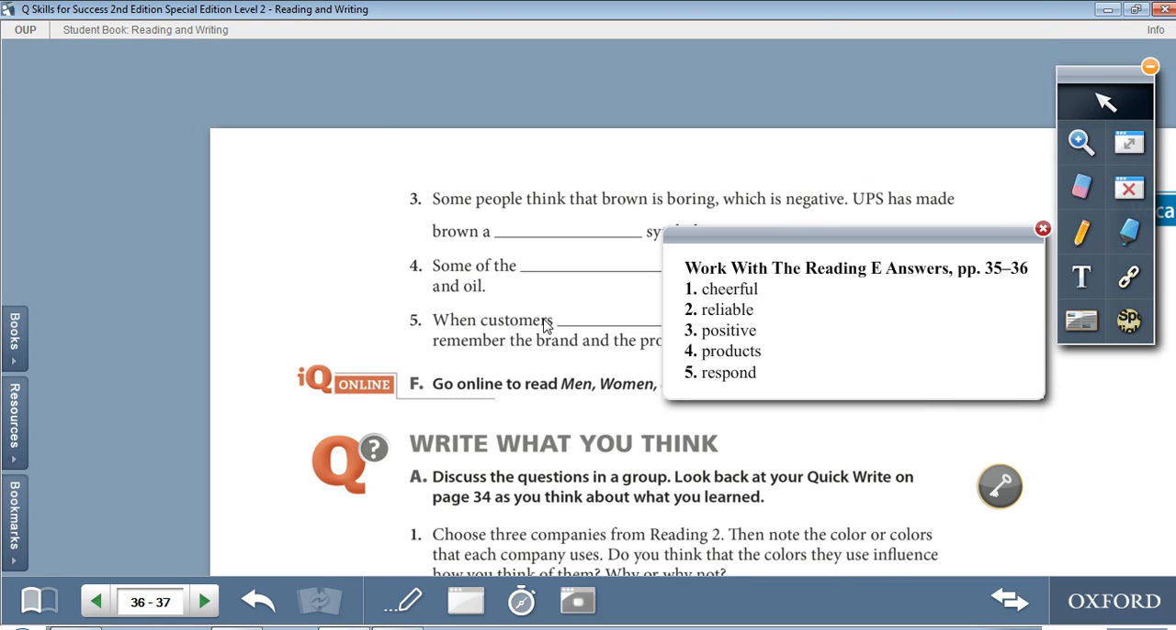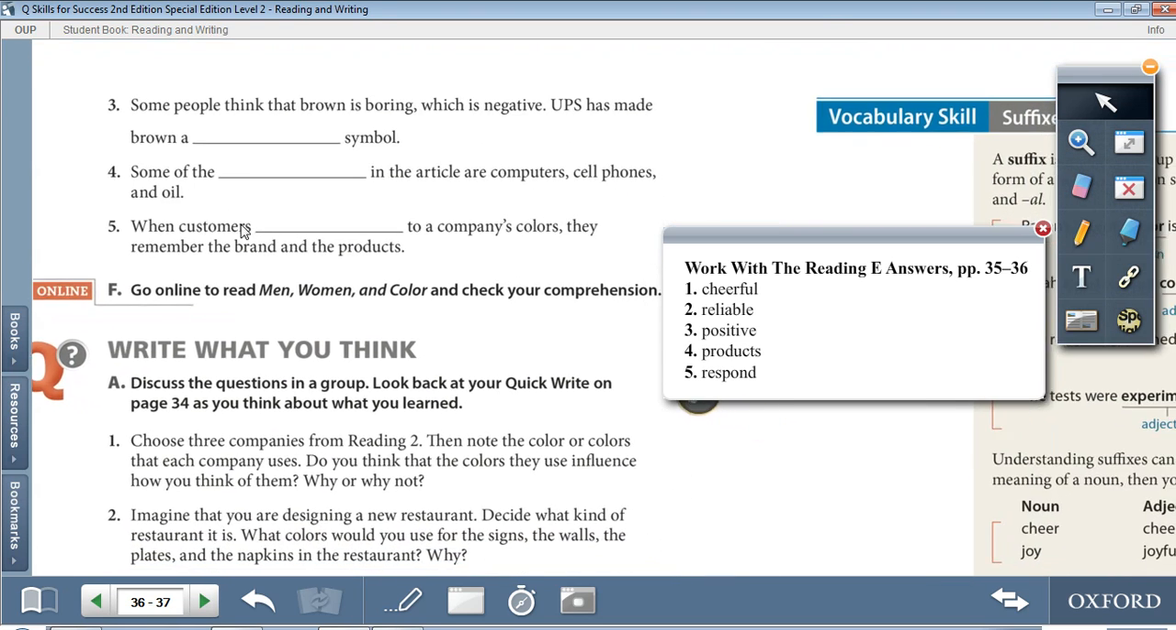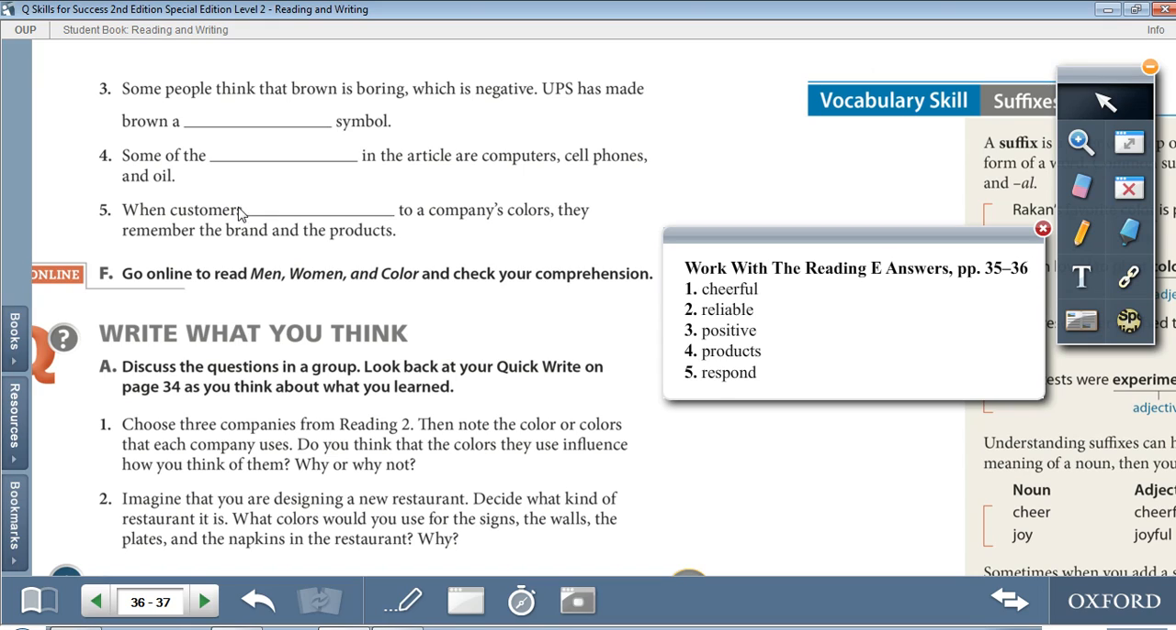3. Some people think that brown is boring, which is negative. UPS has made brown a positive symbol. 4. Some of the products in the article are computers, cell phones, and oil. 5. When customers respond to a company's color, they remember the brand and the products.